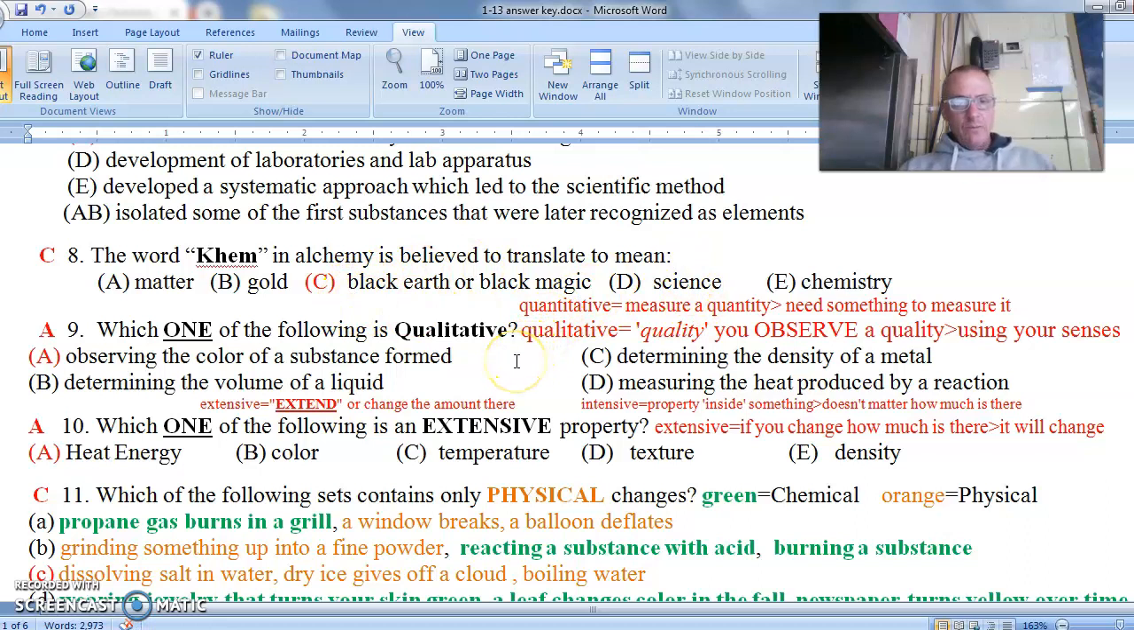Number 9, which one of the following is qualitative? What does the word qualitative mean? Qualitative means you are observing qualities.